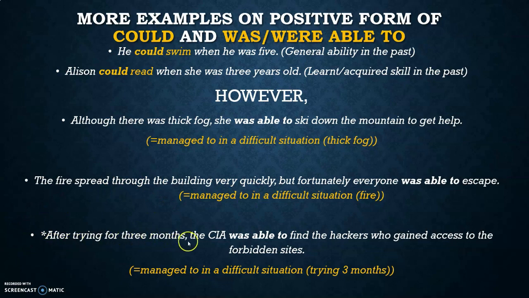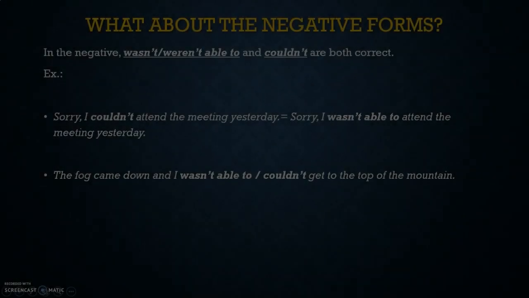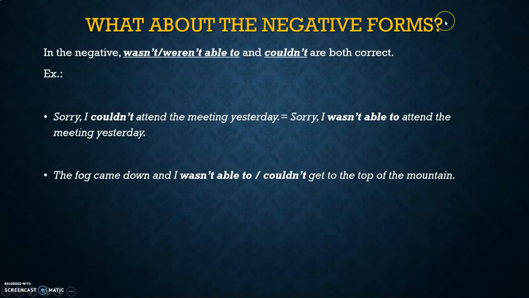After training for 3 months, the CIA was able to find the hackers who gained access to the forbidden sites. The difficult situation here is training for 3 months, and I use was able to here to show the meaning of being successful in a difficult and specific context. Let's move on to the negative forms of these modals. In contrast to the difference that could and was or were able to have in the positive form, in the negative form, wasn't or weren't able to and couldn't are both correct.